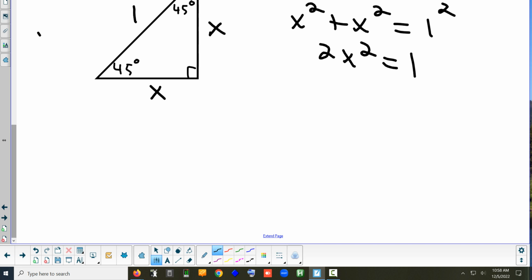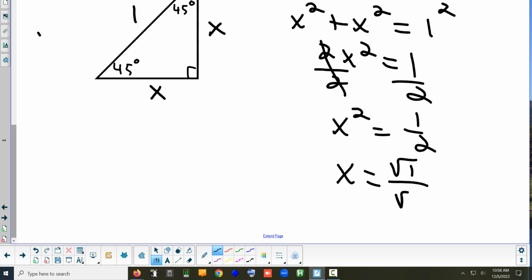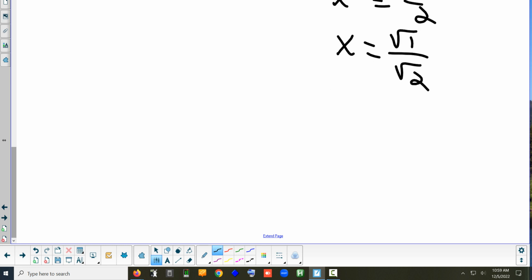How about Christian? What's the next thing I would do here to get x by itself? Yep. Divide by 2. So now we have x squared equals a half. And Logan, how would I get x by itself to get rid of that exponent? Yep. Take the square root of each side. So remember, when you square root a fraction, just do the top and the bottom separately. Well, the top comes out nice. That's 1 over the square root of 2.